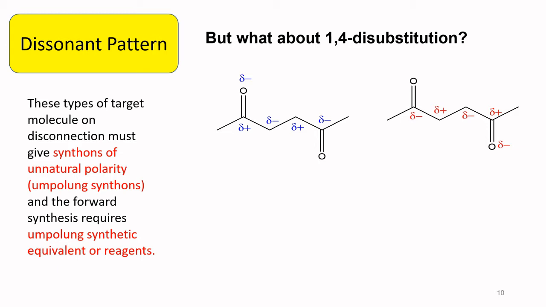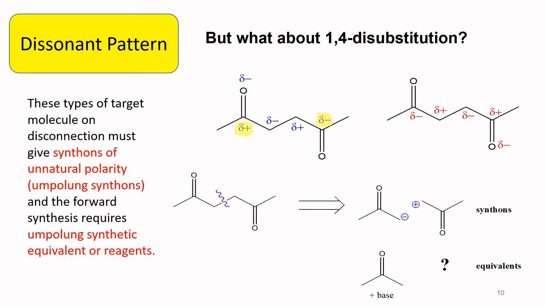What is the difference between dissonant and consonant? When we have two oxygens here, the charge at the carbon is different. In this case, this C double bond O is plus, but the other C double bond O is minus. So when we have different latent polarities like this, what is required is an umpolung synthon. If we look at the example here, we have a diketone compound like this.